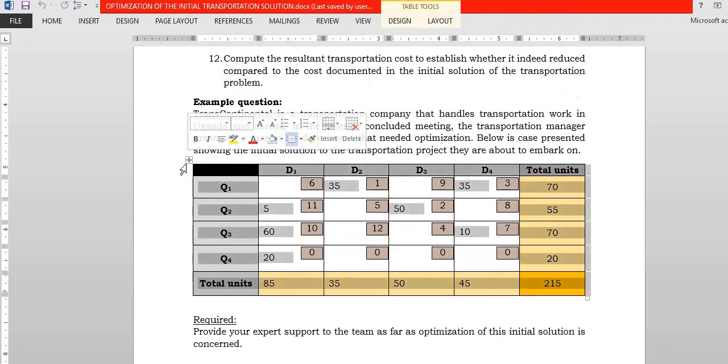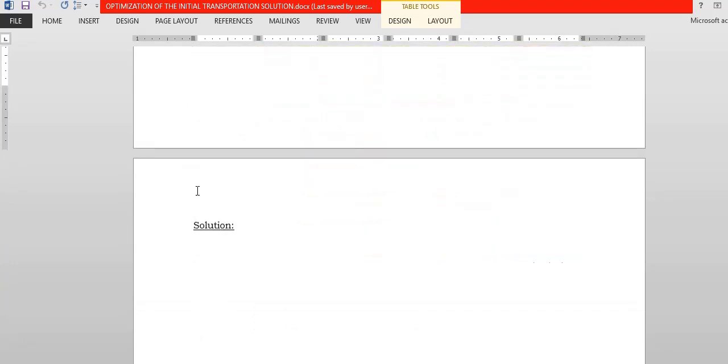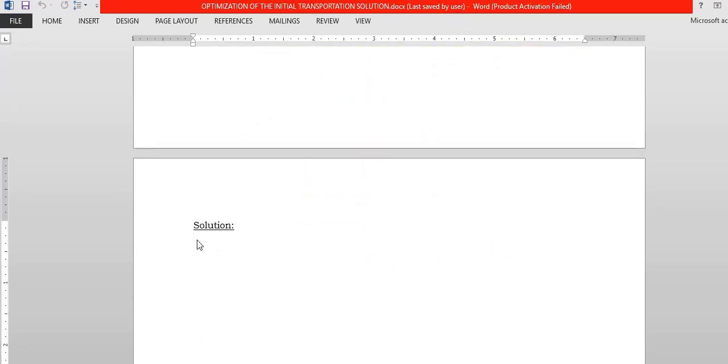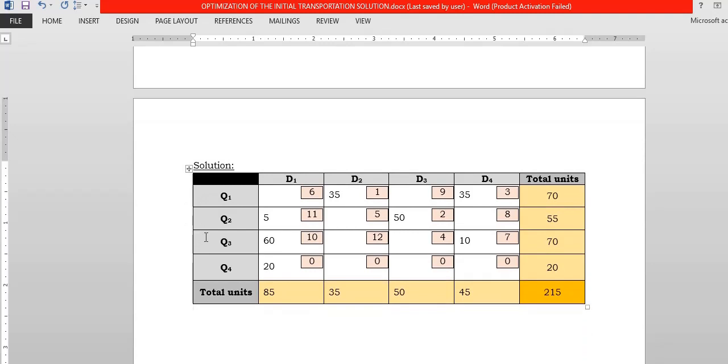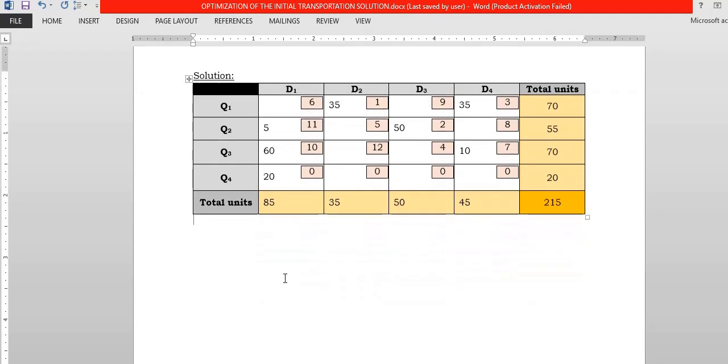I'm going to copy this and start solving it down here. So this is my initial solution. What I do is identify my empty cells. So I'm going to identify them and put them down here. List of empty cells that need to be considered for optimization.